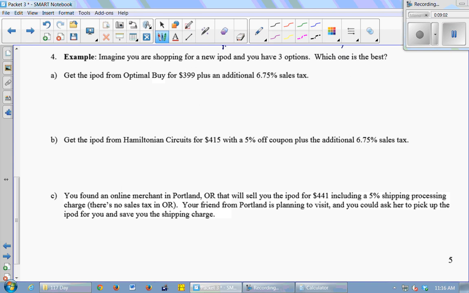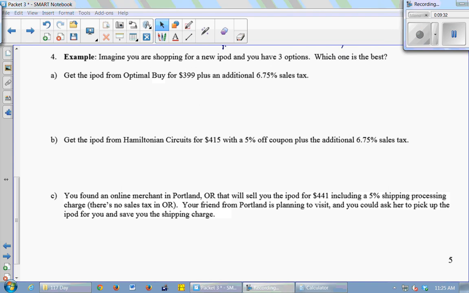Hamiltonian Circuits for $415, and you have a 5% off coupon, and it's 6.75% sales tax. Or you found it from an online merchant in Portland, Oregon. They'll sell you the iPod for $441, including a 5% shipping processing charge, but there's no sales tax in Oregon. But you have a friend from Portland who's planning to visit you anyway, and you could ask her to pick up the iPod for you and save you the shipping charge. So discuss. Figure out which method you're going to use to buy this iPod.